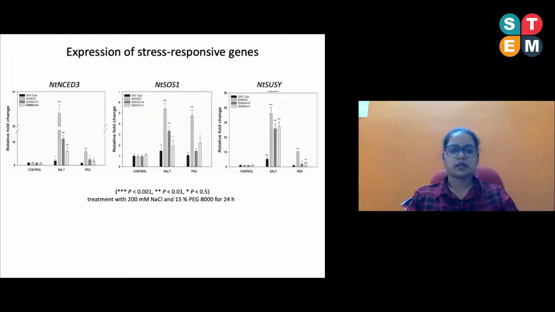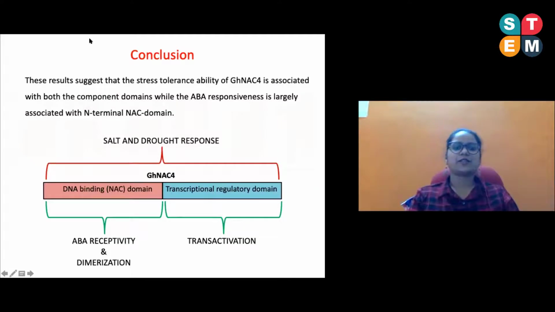So with this, I'd like to conclude that the stress tolerance capabilities of GH-NAC4 are associated with both the component domains, while the ABA responsiveness is largely associated with the N-terminal NAC domain. And the N-terminal NAC domain is responsible for the homodimerization of GH-NAC4, while the C-terminal transcription regulatory domain is responsible for the transactivation of GH-NAC4.